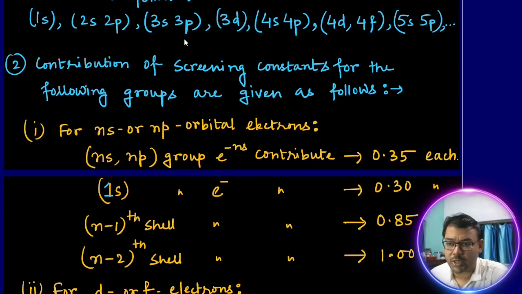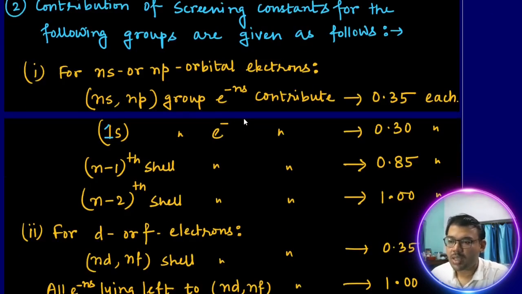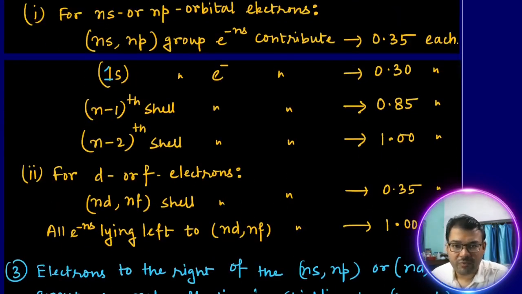For the n minus 1 shell, that means if the valence shell is the third shell, 3s 3p, then the 2s 2p shell electrons contribute 0.85 each. The n minus 2 shell and so on contribute 1.00, that means 1 each to the shielding constant. So this is for ns np electrons. The next point is for d or f electrons: the nd nf shell electrons contribute 0.35 each, and all electrons lying to the left of the nd nf group, n minus 1, n minus 2, contribute 1.00 each.